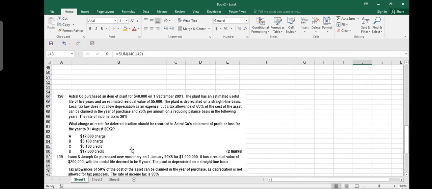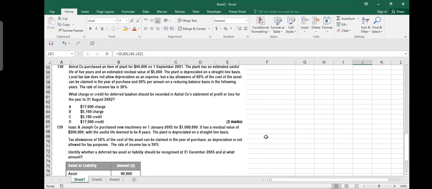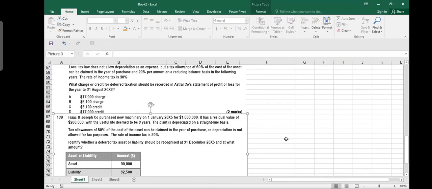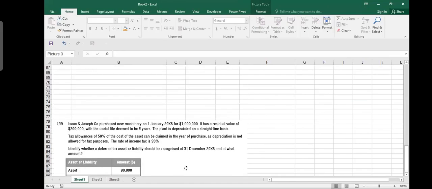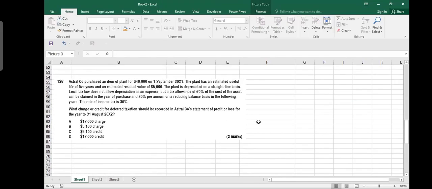Now let's see question number 138, the next one in the series. Let me put it down so that we don't get any distractions. I just drag it somehow. And we see this question, 138. Before we start doing the question, let's first always read the requirement: what do we need to do? What charge or credit for deferred taxation should be recorded? So it does not ask us about the total tax expense. It asks us only about deferred tax, number one. And number two, it says charge or credit.